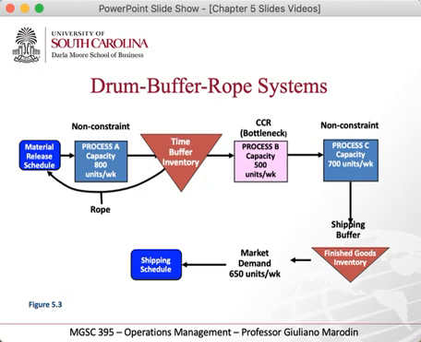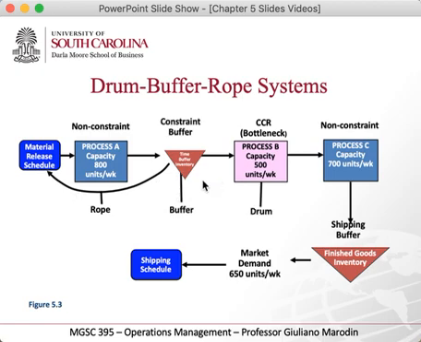The drum comes from the concept of the pace, the rhythm. It's the boom, boom, boom that gives the pace of the whole system. The process that gives the pace for the whole system is going to be process B. So process B is going to be the drum. You have the buffer here, and you have the rope. That's called a drum-buffer-rope system because it basically manages the inventory so you don't have too much inventory here in the middle.